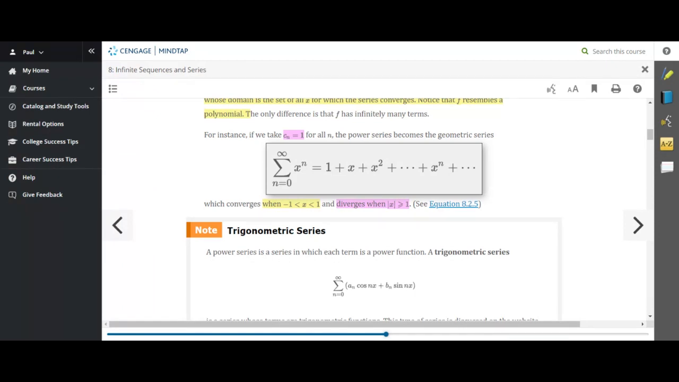And that is a geometric series, with a common ratio equal to x, and that series would converge when x is between -1 and 1, because that means the absolute value of x is less than 1. And the series will diverge when the absolute value of x is greater than or equal to 1. So again, a convergent geometric series converges when the absolute value of its common ratio is less than 1. So that's an example of a series.